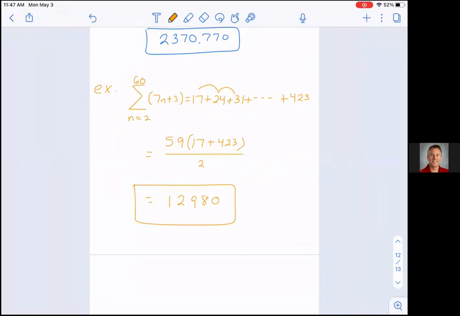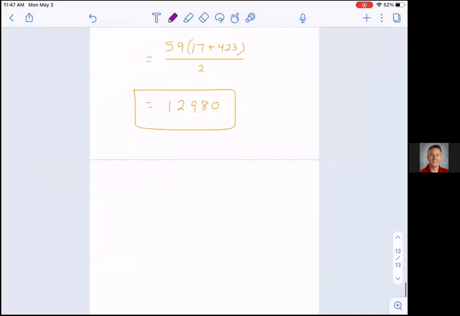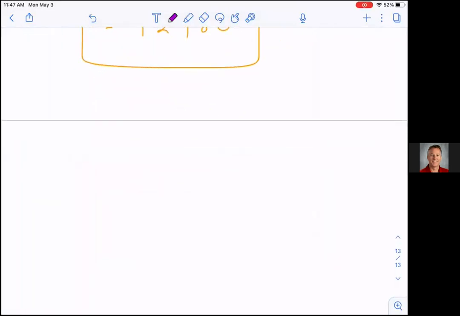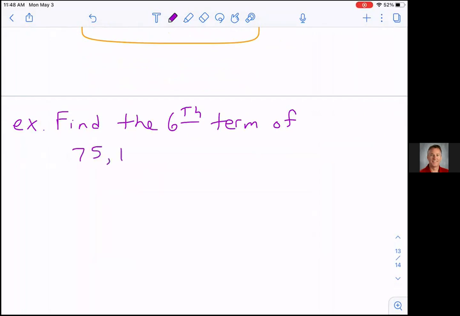Okay, so just a little review, because I don't think these are real easy questions, so I wanted to go through that. I'm going to do a couple of quick review questions too. The next section of your homework will be just finding a term of a sequence. If we want to find the 6th term of this, let's say 75, and then 15, and then 3, and so on.